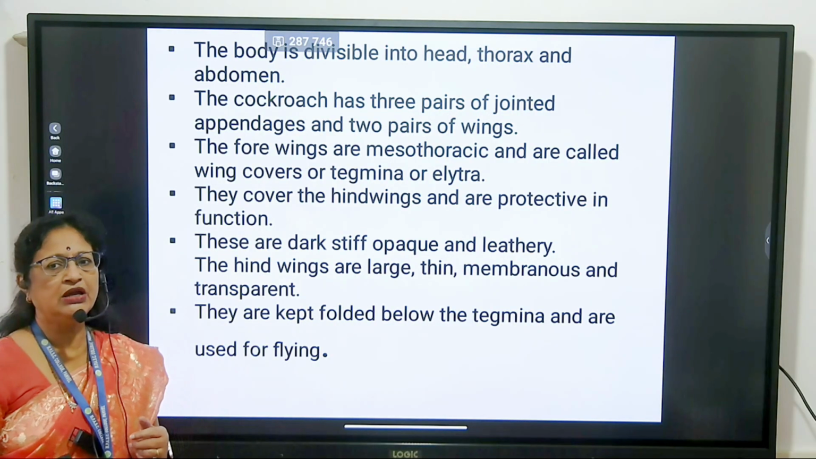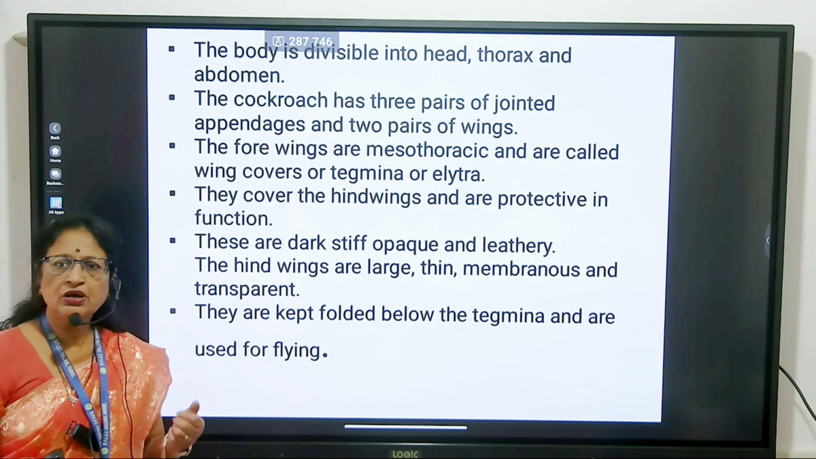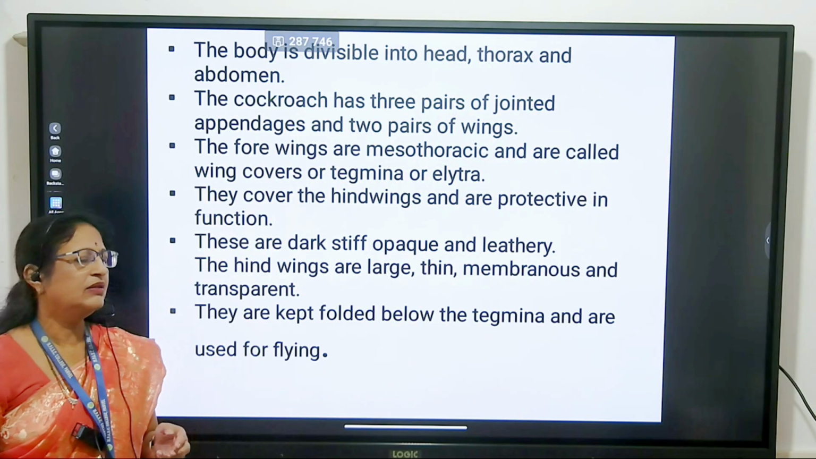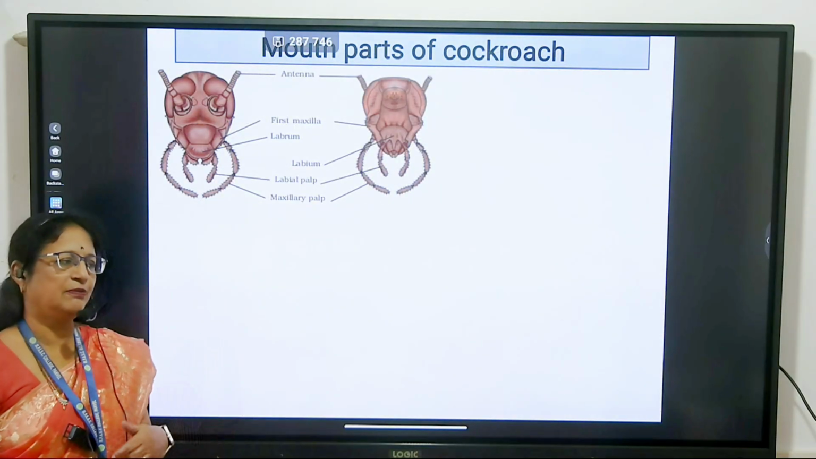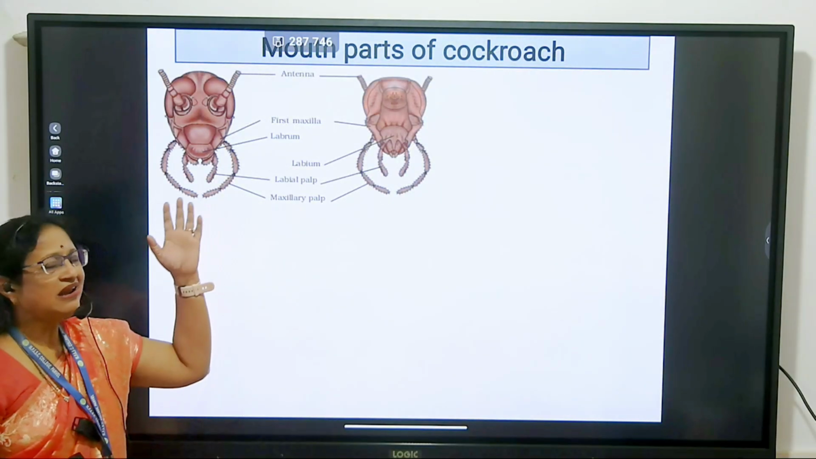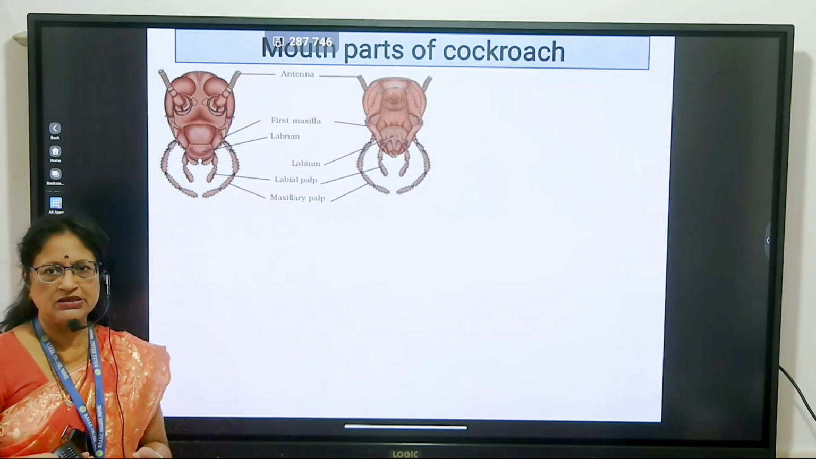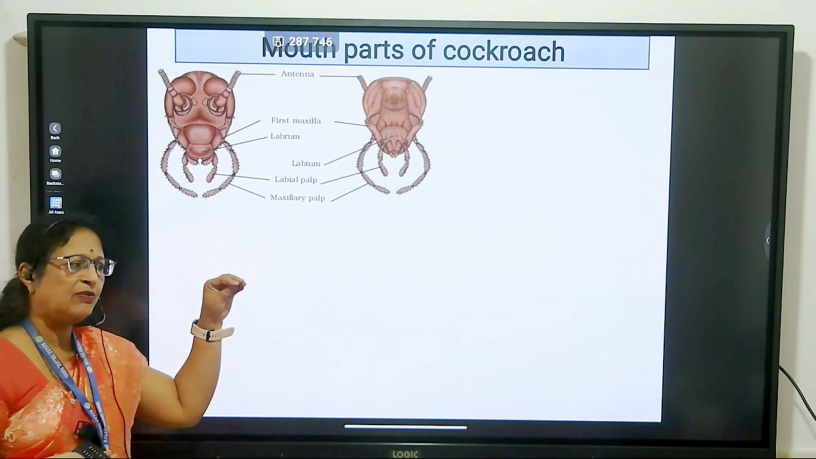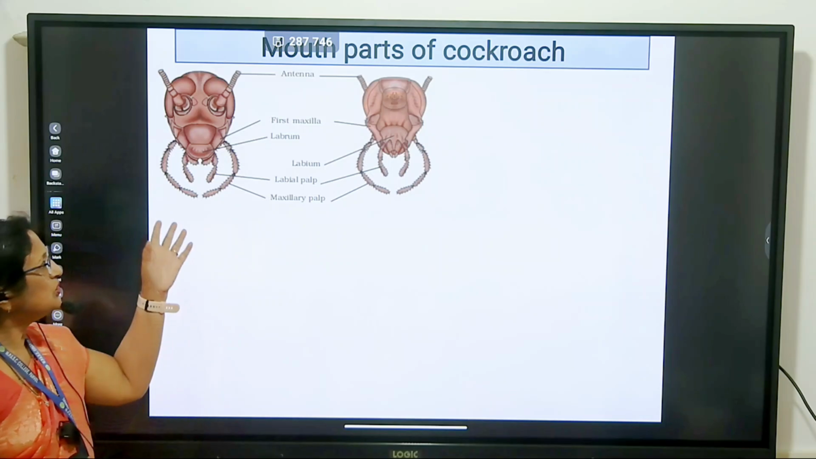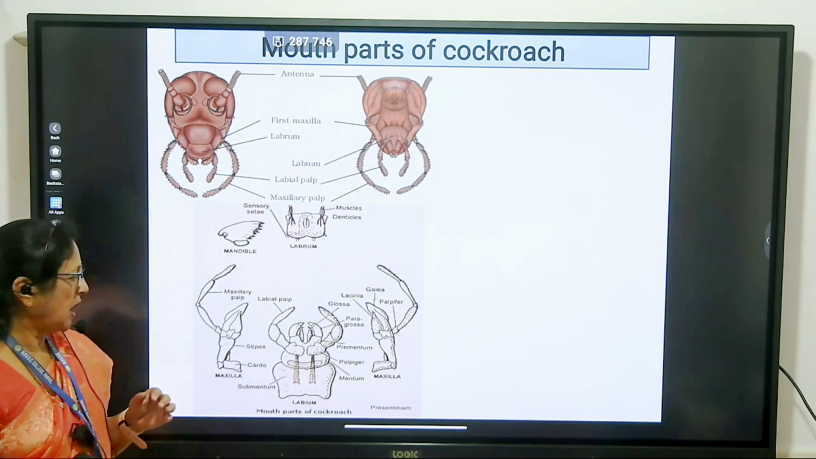This hind wing shows the folding structure below the tegmina, and it is useful for flying purpose. Now in the head region, there are mouth parts. These mouth parts are biting and chewing type of mouth parts. So see, there are different kinds of mouth parts.